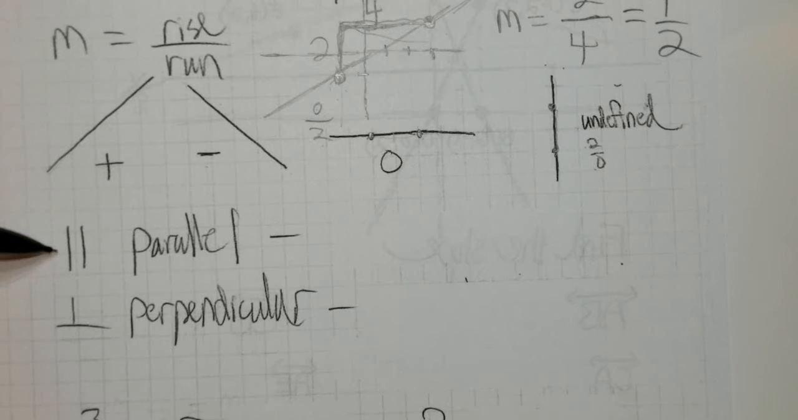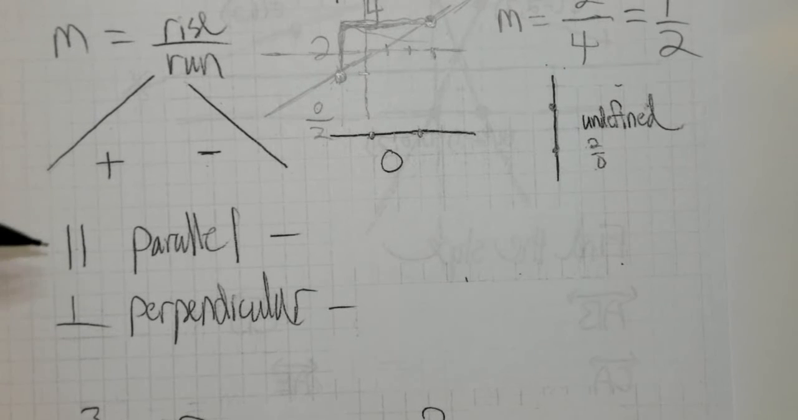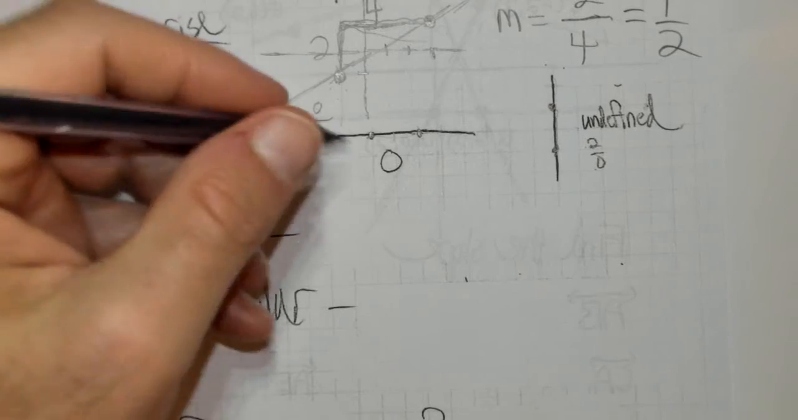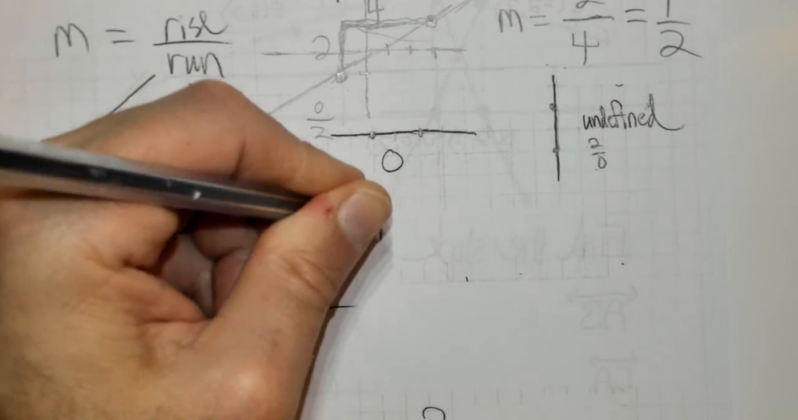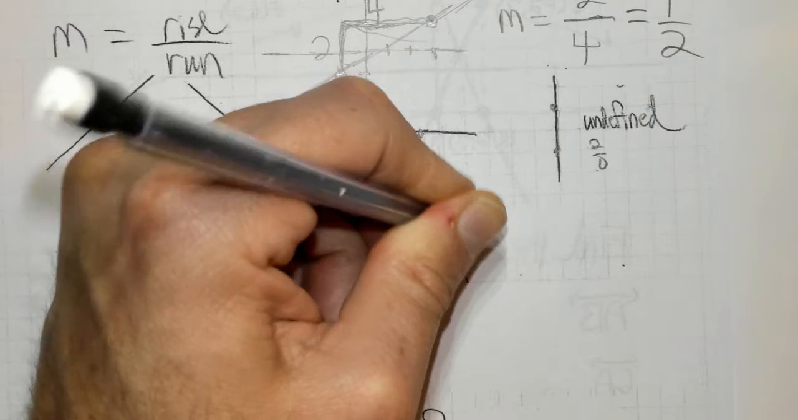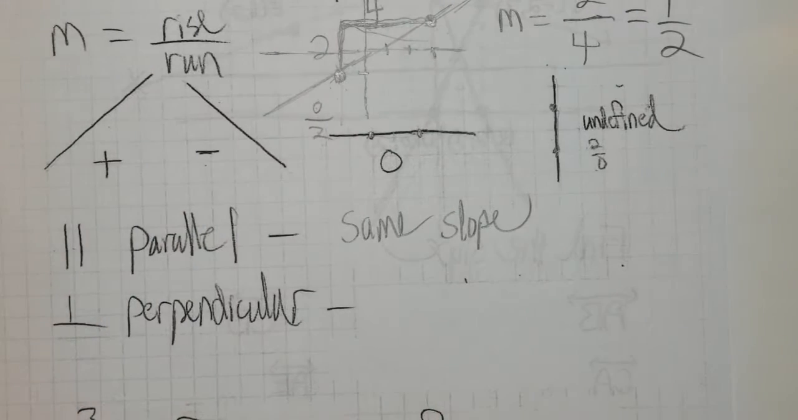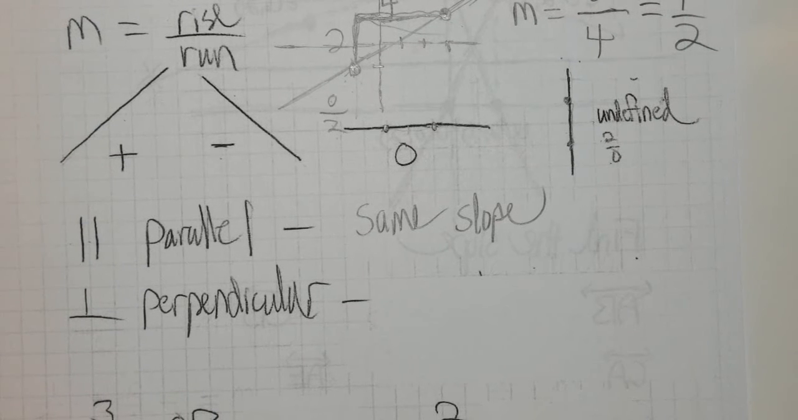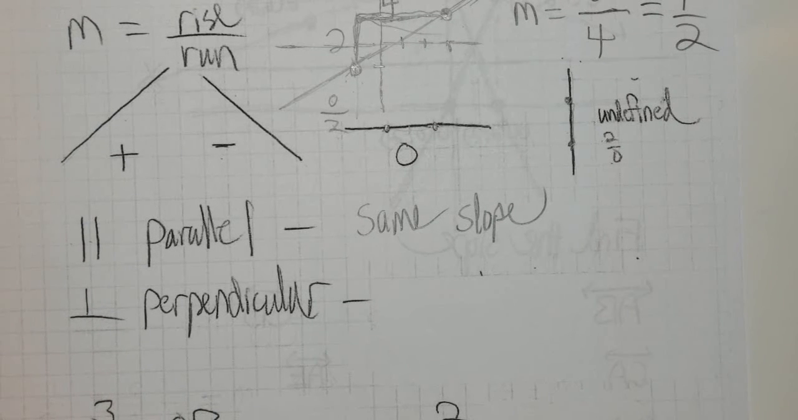So if lines are parallel and they're going the same direction, they would have the same rise over run, which means parallel lines have the same slope. Same slope. All right, so this is extremely important to know. Parallel lines have the same slope. If you've got two lines that are parallel, their slopes have got to be the same.